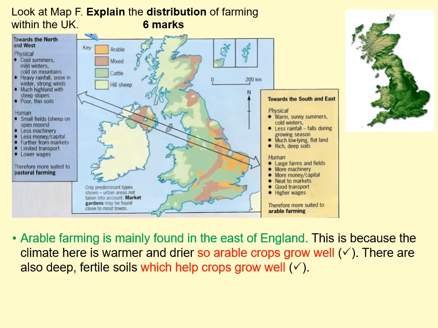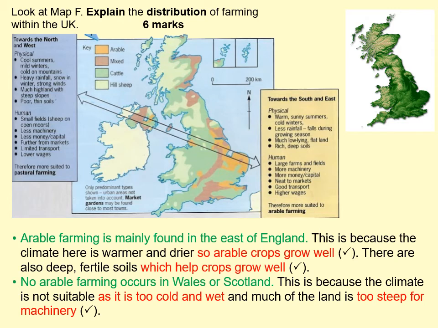And I've given a second point here where I'm talking about the east of England. And that's that there are also deep fertile soils which help crops grow well. And again, to get the full mark, I've said why deep fertile soils are good for arable farmers. So it's because they help crops grow well.